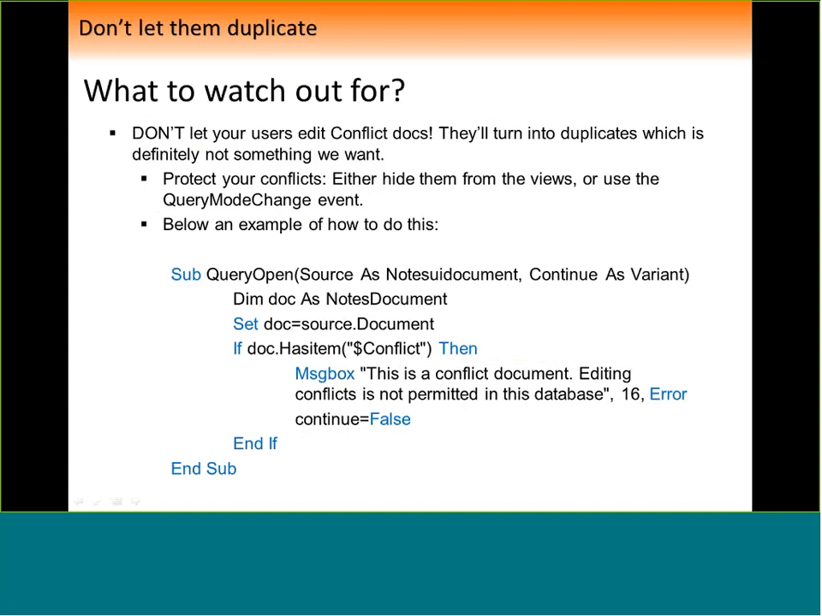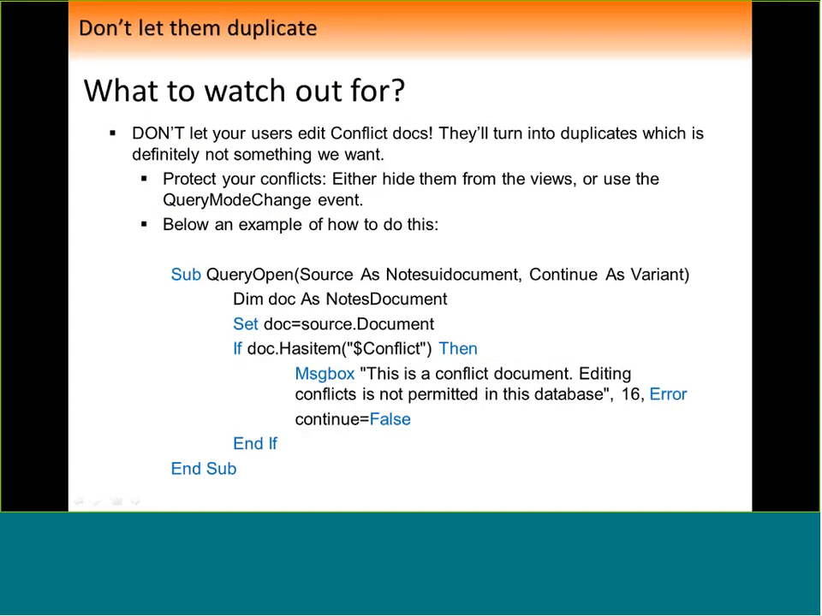What happens when a user goes into an actual conflict document, so we're talking about the document that has the $conflict item on it, and they save it, the $conflict item is going to be lost, and you will not work with conflicts anymore, but you're going to end up with duplicates that are much harder to manage.